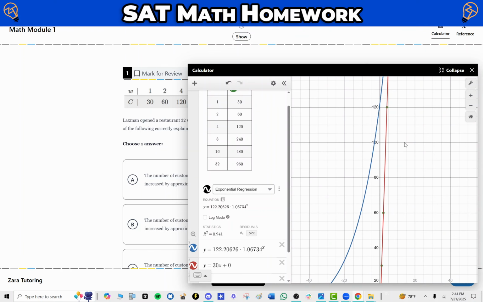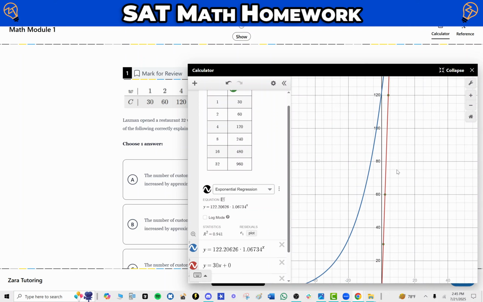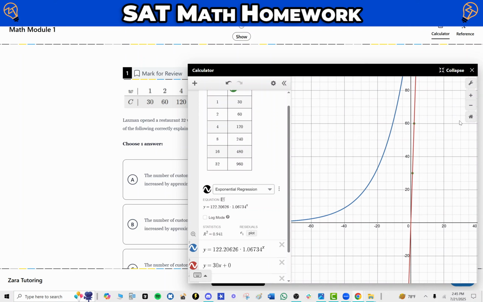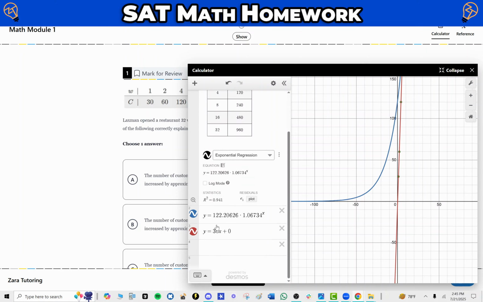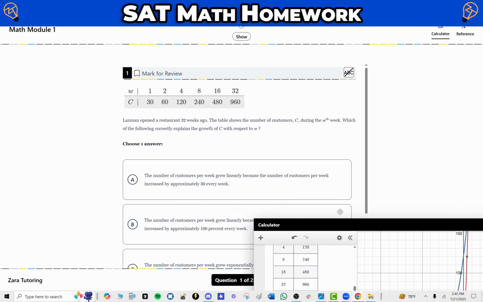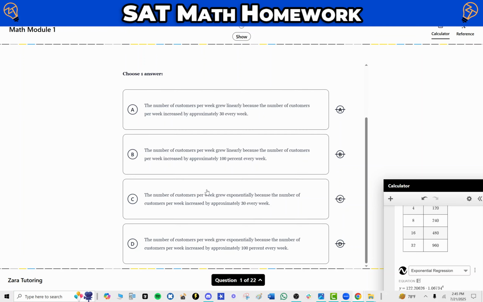So we can see, same thing here, right? It's hitting this point for the red function, not for the blue. Down here, same thing. So it's not following an exponential regression model. It is following a linear model. And so we know we can go ahead and eliminate the ones that mention exponential.